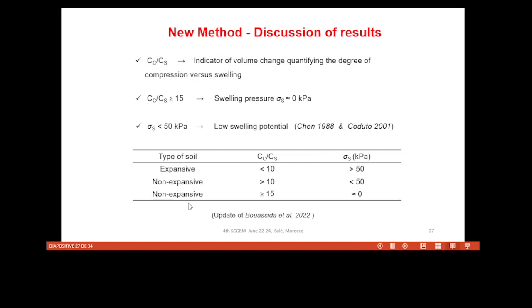And as we can see in this table, we have an expansive soil when Cc/Cs is less than 10 and the sigma S, the swelling pressure, is higher than 50 kPa. We can say we have a non-expansive soil when the Cc/Cs is greater than 10 and the swelling pressure is less than 50, and the soil is non-expansive when the ratio Cc/Cs is over 15 and the swelling pressure is 0.